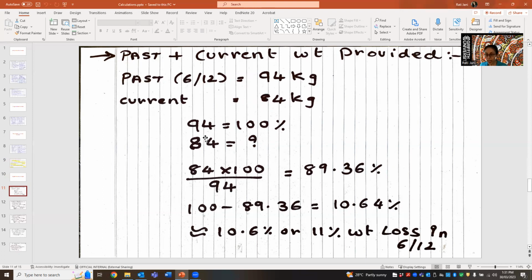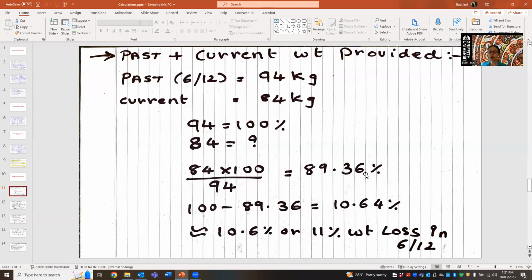All right, so now again, you have to do the cross multiplication, the fundamentals of doing nutrient calculations in MNT, which is your 94 kg, which is the past weight, is 100%. Then what is 84 kgs? Then again, you cross the borders, you marry Indian to an Australian, which is 84 into 100 divided by 94, and you get 89.36%.